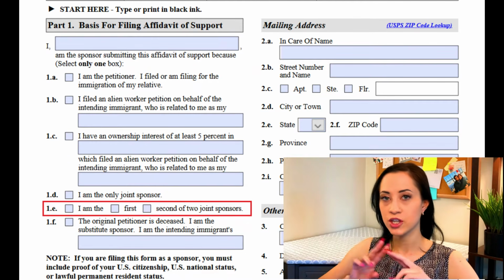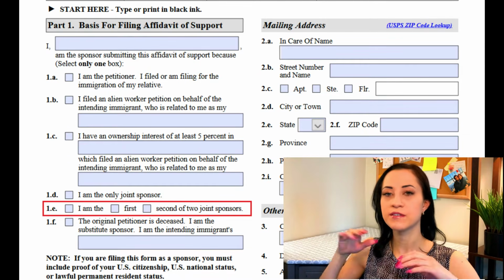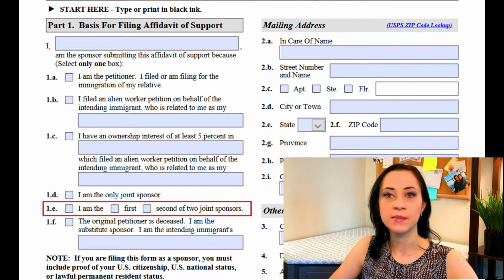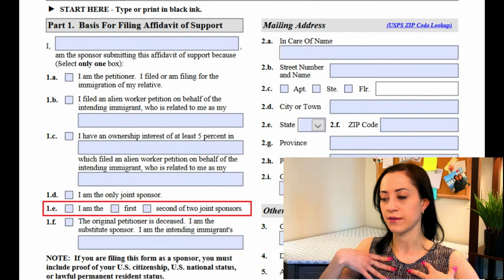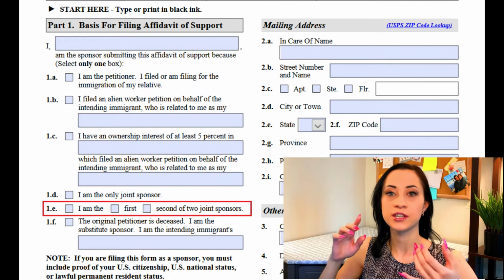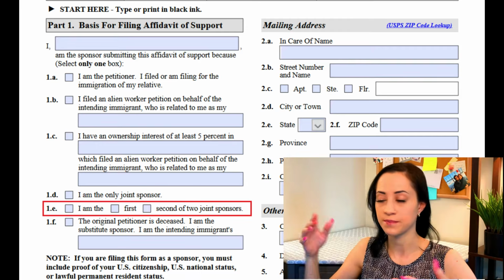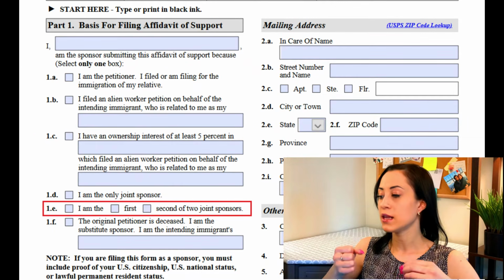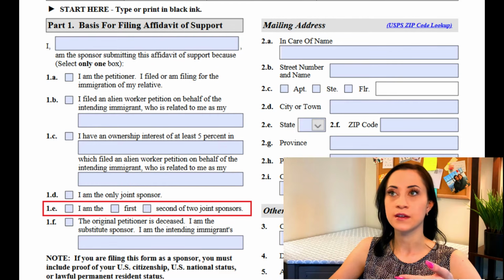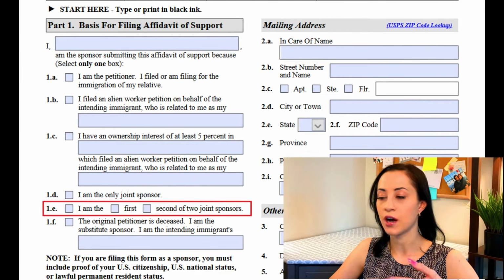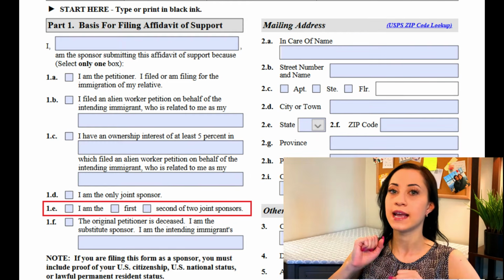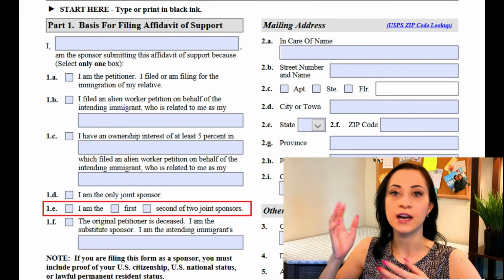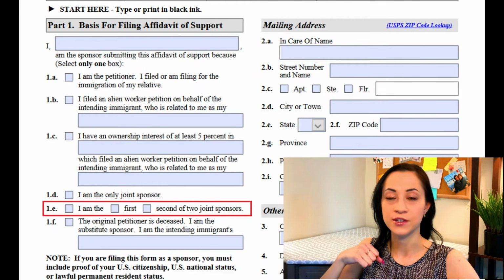In this case, each of the 2 joint sponsors will be responsible for separate immigrants. For example, if a family of 4 is immigrating, for example, petitioner's spouse and 3 children, the first joint sponsor, say joint sponsor A, will include the spouse and one of the children on their affidavit of support. And then the other joint sponsor B will include the other 2 children on their affidavit of support.